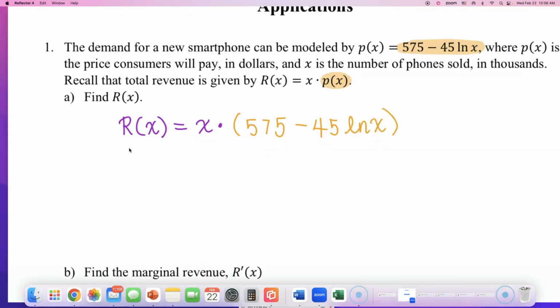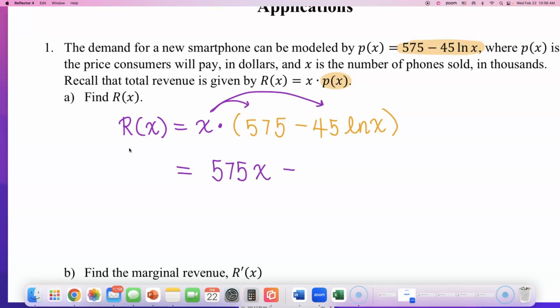I'm going to distribute it in. I'll just distribute this x in, okay? And have 575x minus 45x times natural log of x. I'll write that natural log of x in a different color. Okay. So that's the total revenue function R of x.